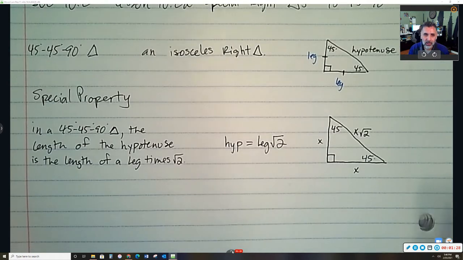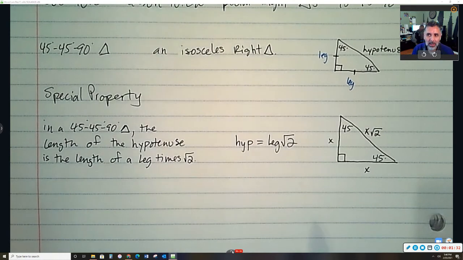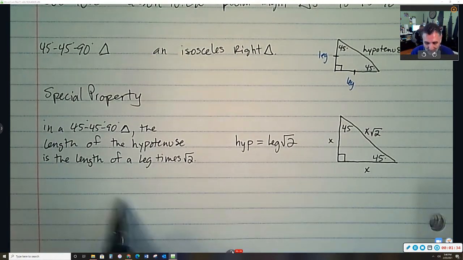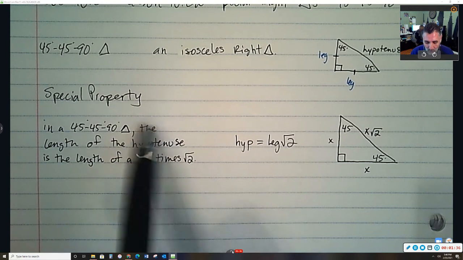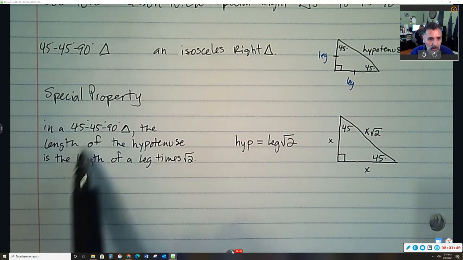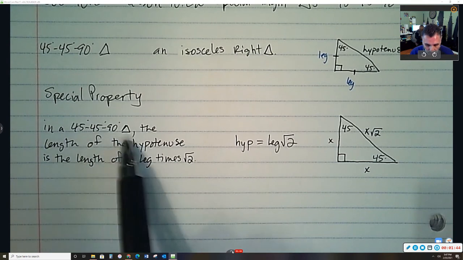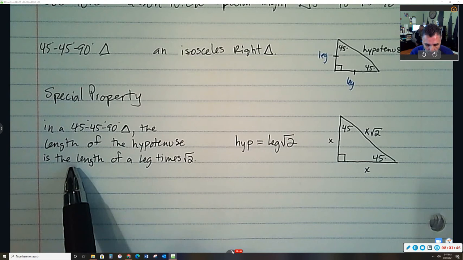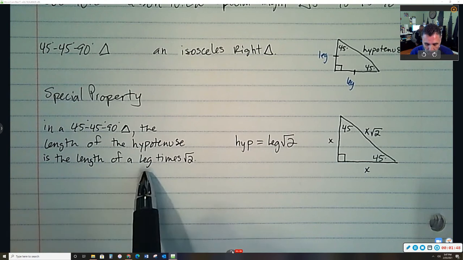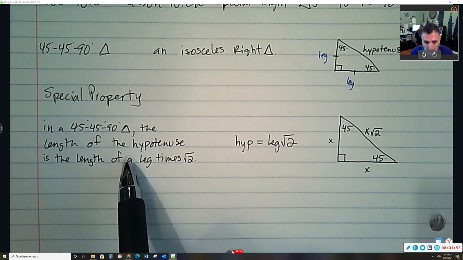So there's a shortcut, and you don't have to have it memorized, you just have to have it written down somewhere. So this is what the shortcut is, or this is what's so special about 45, 45, 90 right triangles. Here it says, in a 45, 45, 90 triangle, the length of the hypotenuse is the length of a leg times the square root of 2. Okay, so in words, that's what it represents.